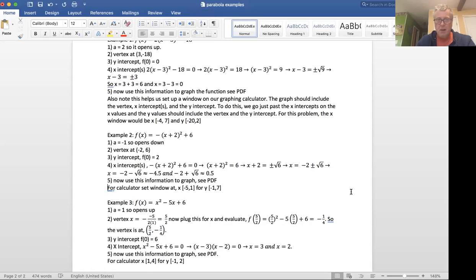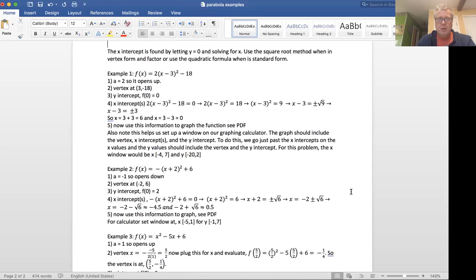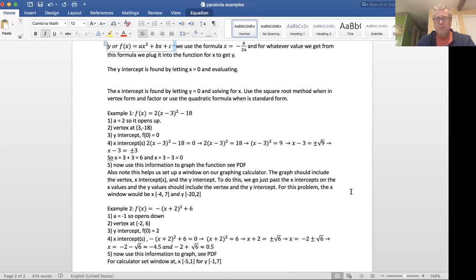Whoops. When you do that, you need to set a window. To be a good graph, a graphing calculator window should include any x-intercepts, y-intercepts, and the vertex. So what this does is gives us a nice boundary of values to use. So since my vertex is at 3, minus 18, and it's a minimum, I don't need to go much below minus 18 for y.